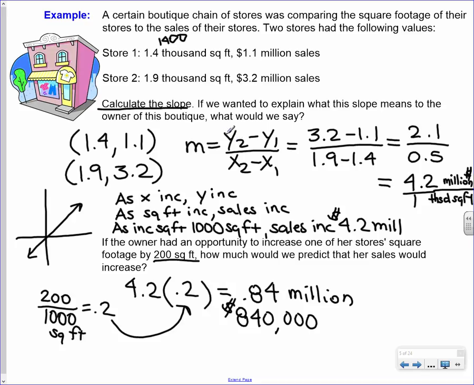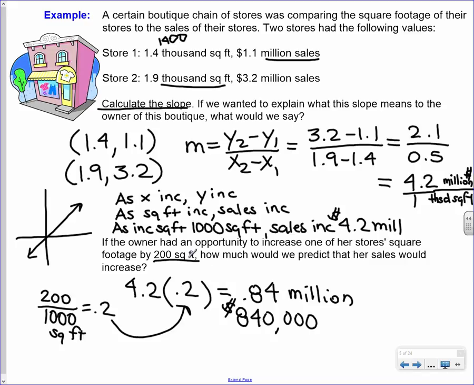The way to get to that is let's think about our units that we're using here, right? So we've got our Y's over our X's. Our Y's in this case are $1 million in sales, right? Our X's are thousands of square feet. So that's what I've got down there. So if my answer comes out to 4.2, the unit is $1 million over thousands of square feet. So it's $4.2 million per 1,000 square feet. Okay, so every 1,000 square feet I add on, I should expect sales to increase 4.2 million.